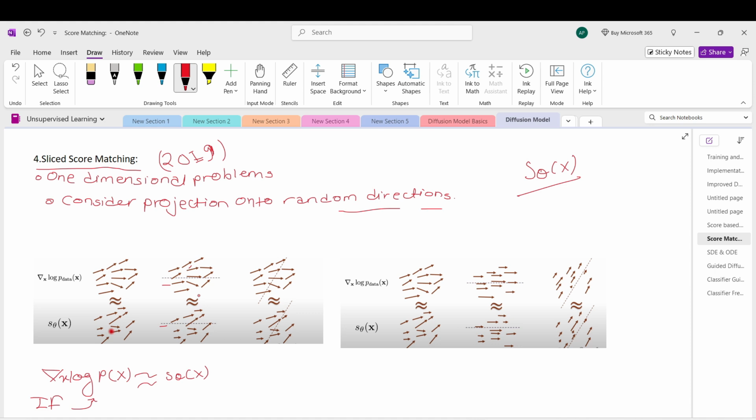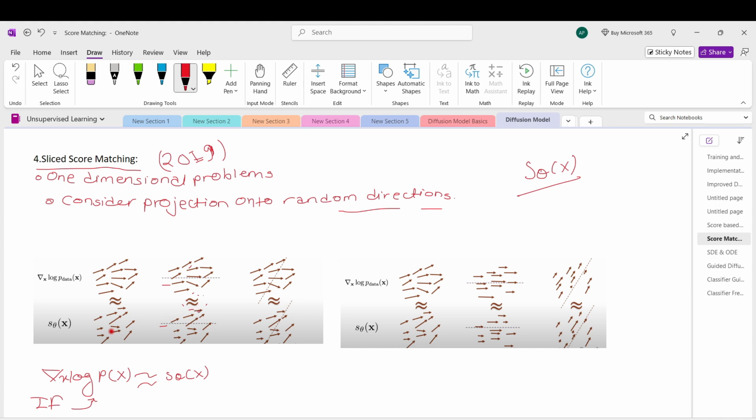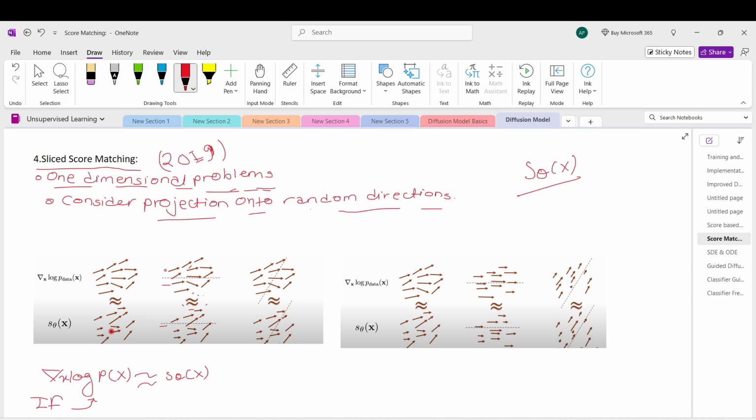And the problem is reduced into this projection matching form. There are also some pitfalls. We are not matching the actual score, but we are matching the projection. So we are reducing the problem into projection space, which will create some problems, but it actually reduces the problem into one dimension. Rather than dealing with multiple dimensions, we just consider random projections on random directions. So our objective is to match the projections.